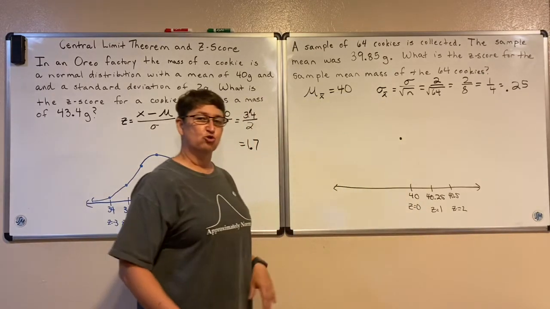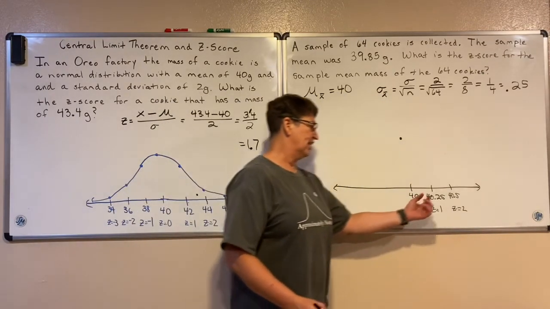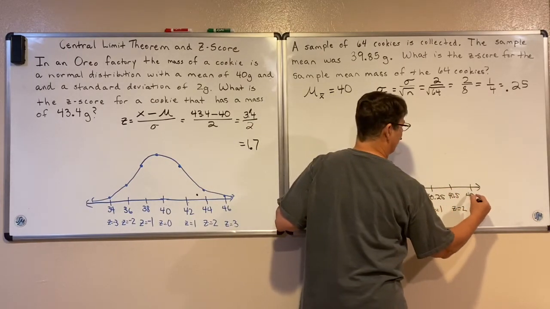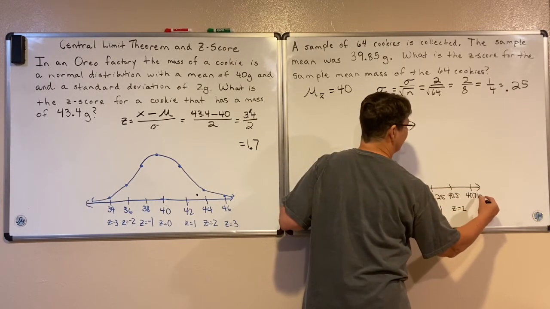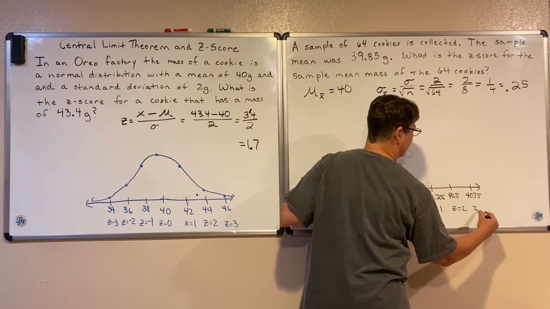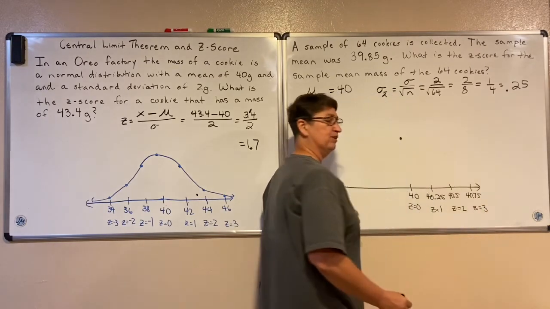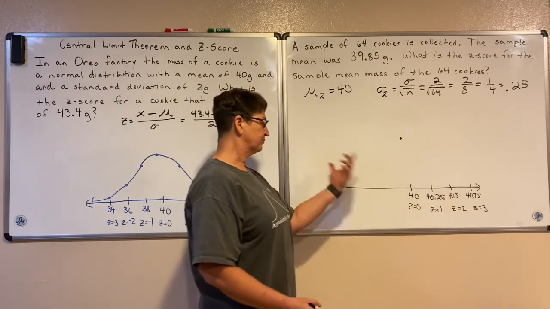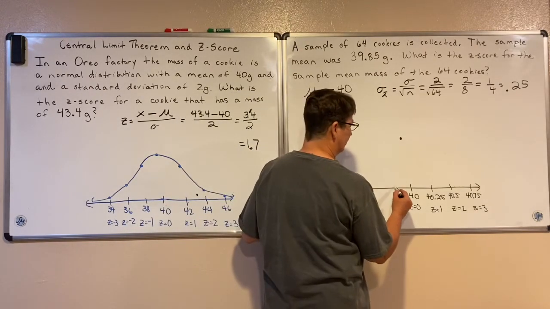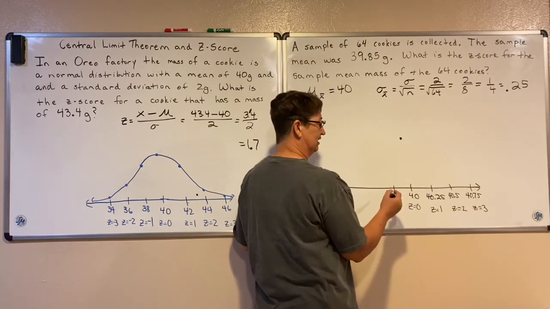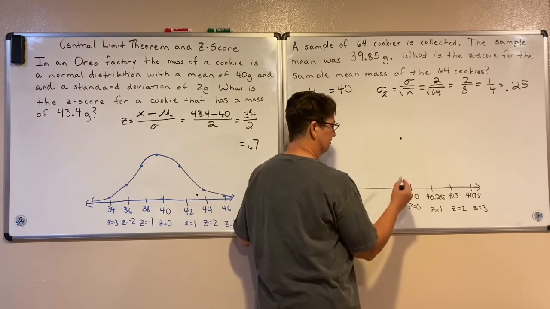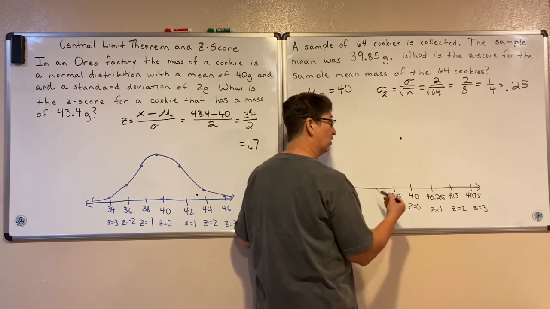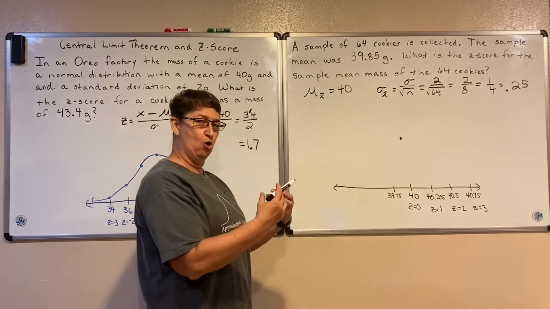So that z-score is 2 standard deviations above the mean. Add another 25 hundredths, and you're at 40.75 grams. And that is 3 standard deviations above the mean, so the z-score would be 3. I'm going to count backwards a standard deviation, so I'm subtracting 25 hundredths. So I'm at 39.75. That's 1 standard deviation below the mean.